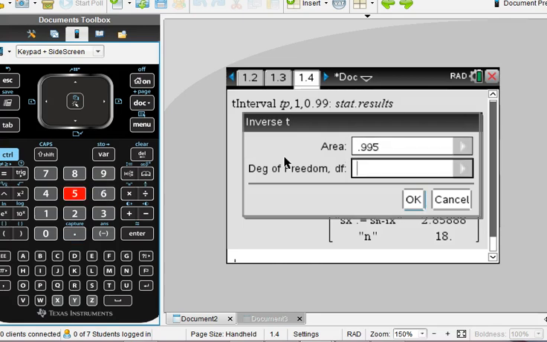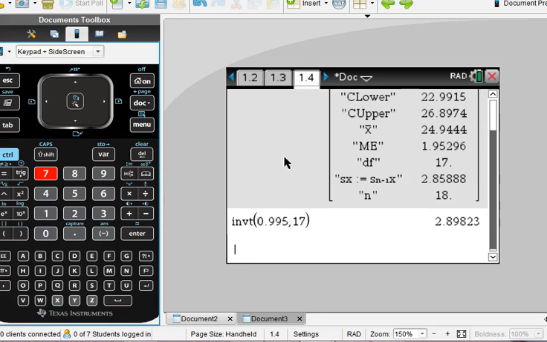Remember, you have to add that little tail at the side and the left. Degree of freedom was 17. That's one less than the sample size. And there's my number, 2.898. That's sufficient. 2.898.